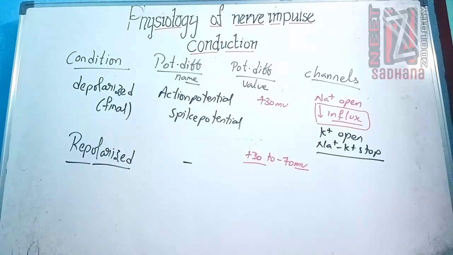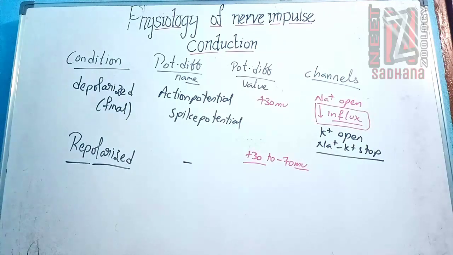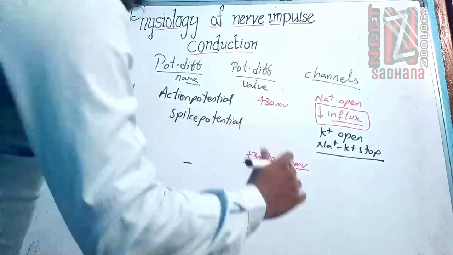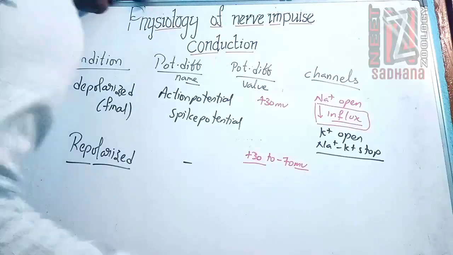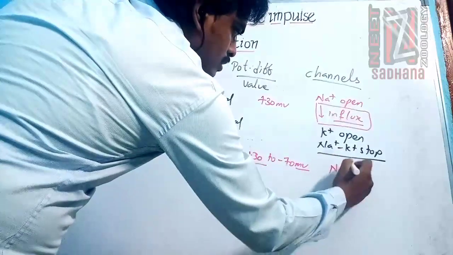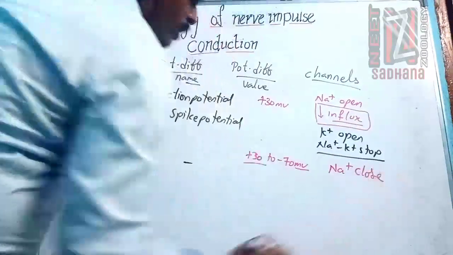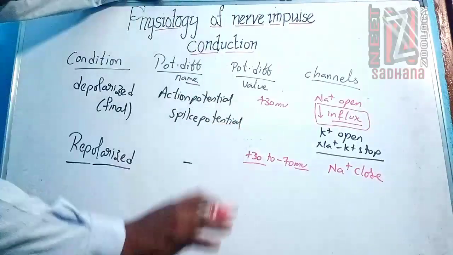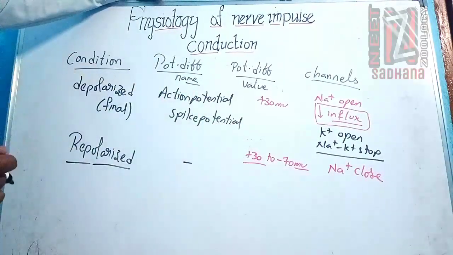Then what we'll do is, we will observe the channels. What are the channels present here? What are the channels working actually? So what happens here is, at that point of time, the sodium channels will close, which are voltage gated channels.